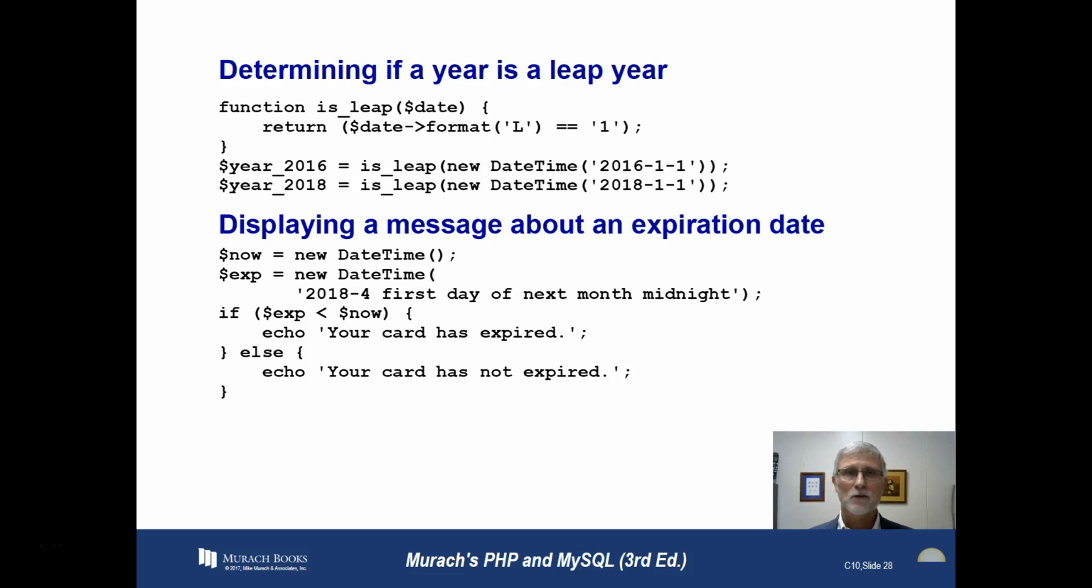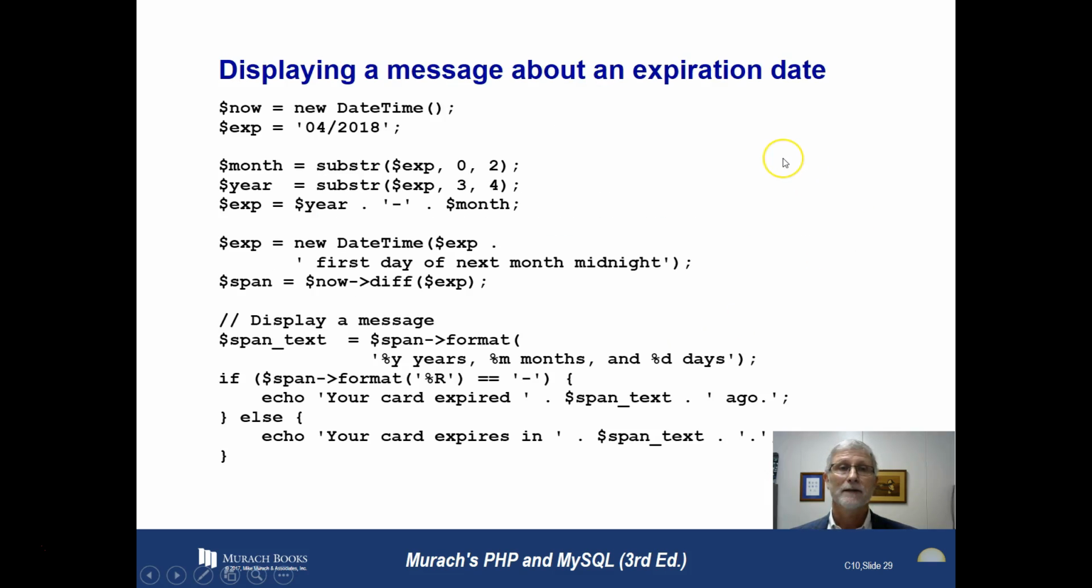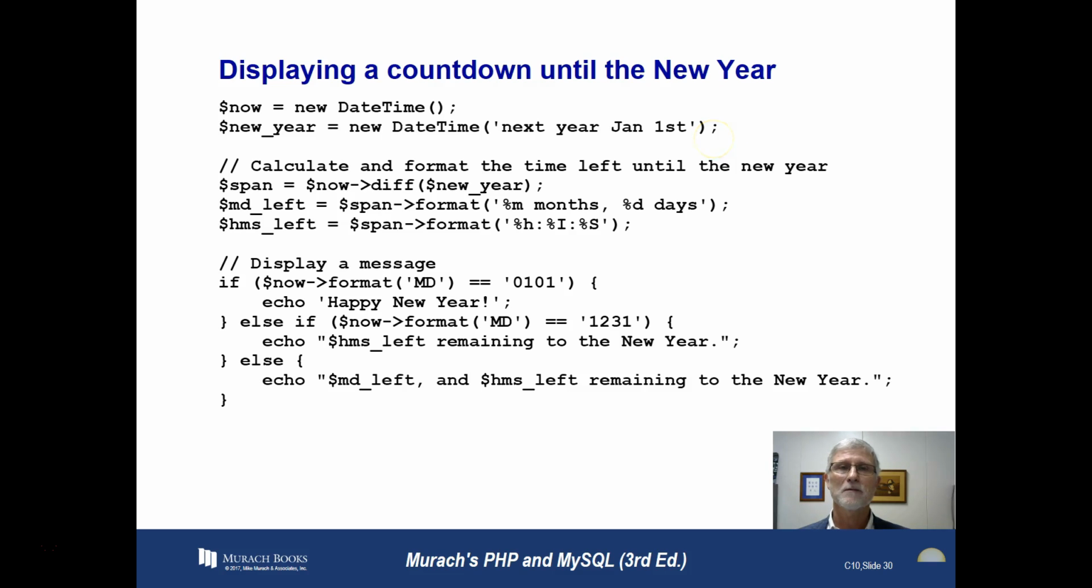Expiration dates. If you're doing a lot of credit card applications, you may want to pay attention to the way this code is written here. It gives more information about an expiration date. So just different ways of formatting messages and using some of this. Now, we do code a countdown to a new year. So take a look at that code.